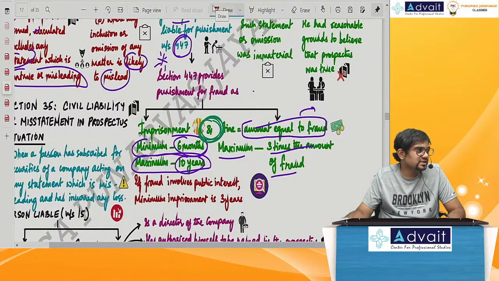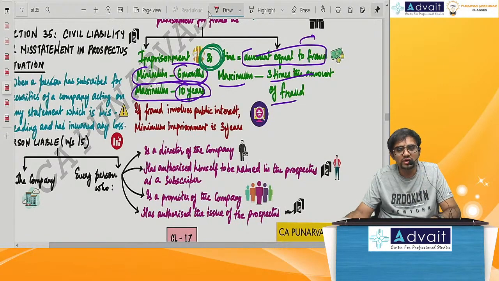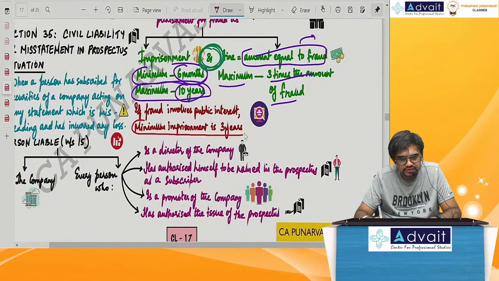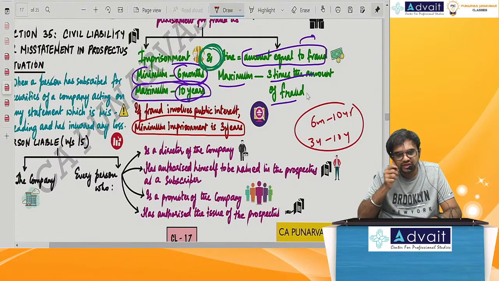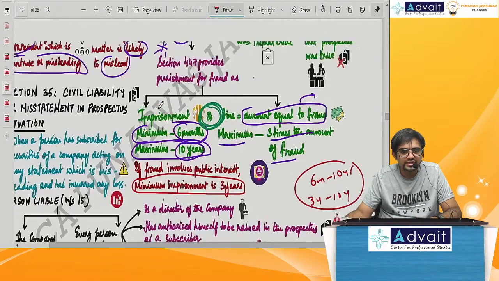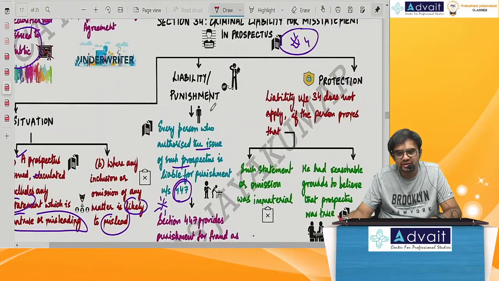Right? Fine plus imprisonment. If fraud involves public interest, public is involved in the entire thing, minimum imprisonment will be 3 years. So it is 6 months to 10 years, or it will be 3 years to 10 years, depending on whether it's public interest or not. Dangerous liability.